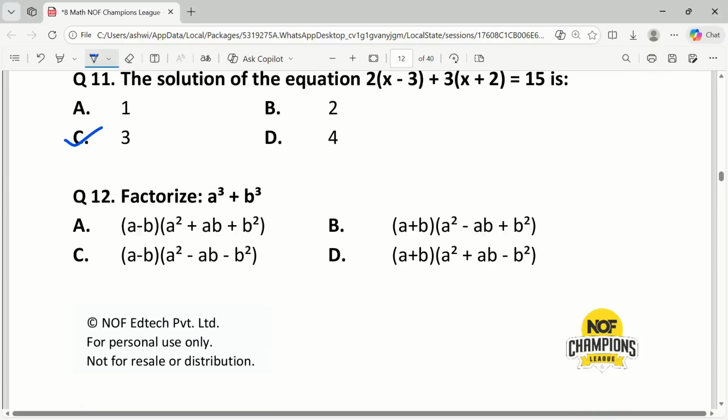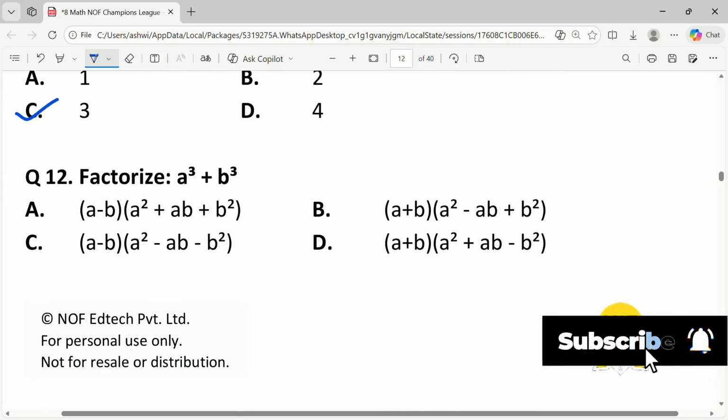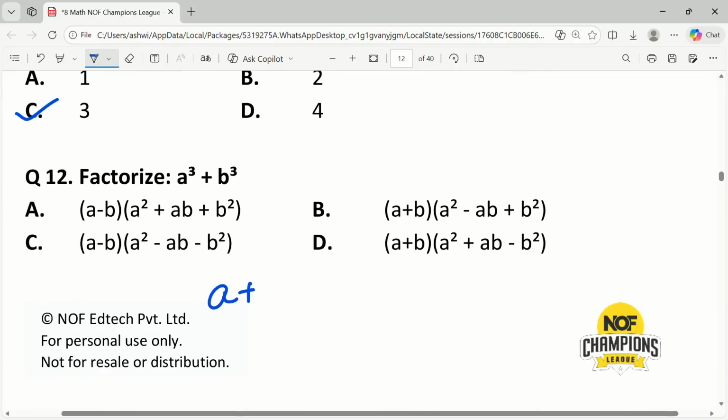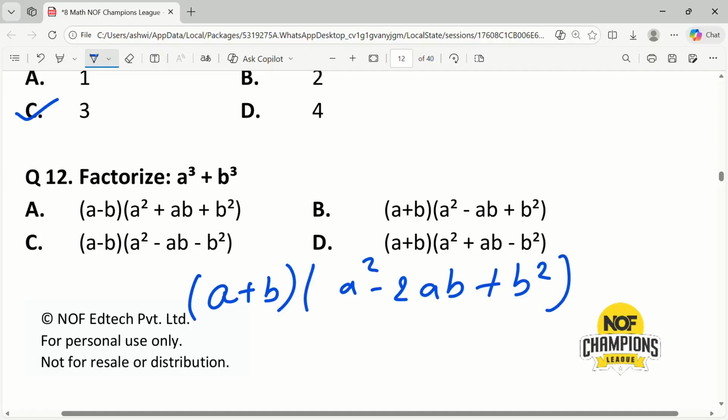Factorize a cube plus b cube. The formula for the sum of two cubes is a plus b, a square minus ab plus b square. Comparing with the options, the answer is B, a plus b, a square minus ab plus b square.